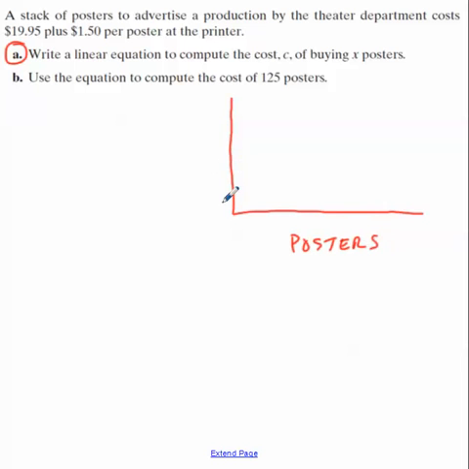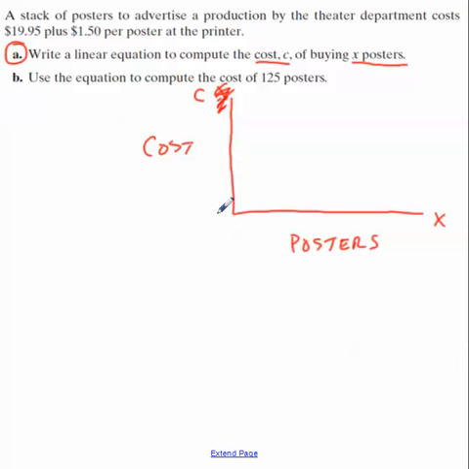And dollars would go over here. Anytime you have cost, it usually goes on the y-axis. So let's put cost over here, and posters down here. This will be our x-axis, and this will be our y-axis. And by the way, we're going to redefine our x and y. x for posters would be good, but let's put cost C instead of y, because that's how they're asking us to do it. So instead of calling it y, we're going to call this axis C.